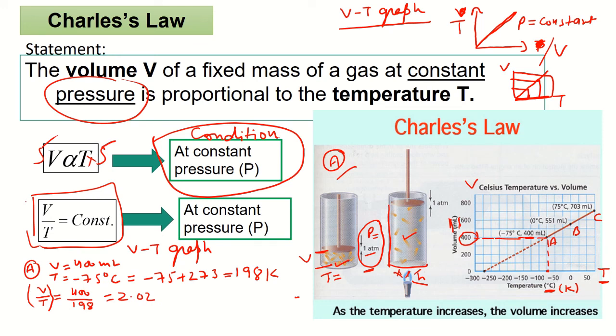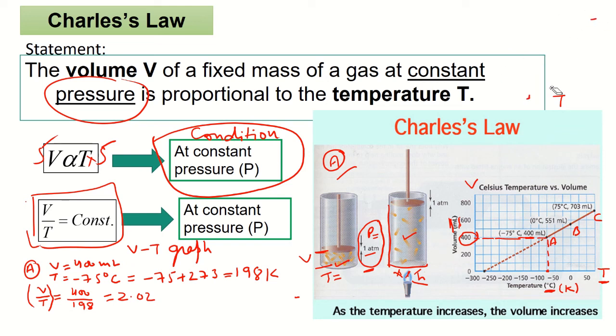Now we have to choose one more point and check the ratio of the volume and the temperature. This graph is obtained when the pressure is constant. When P is constant, this is very clear: P constant always. So let's take point B.